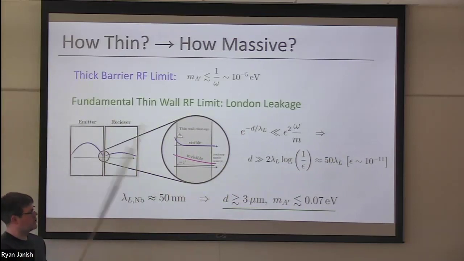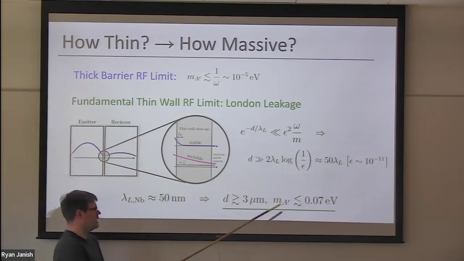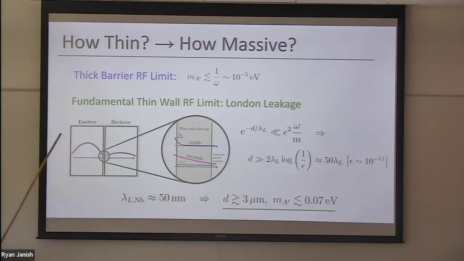And 3 microns corresponds to a mass of close to 0.1 eV, which is about 4 orders of magnitude improvement over the existing thick walled experiments. In this demonstration, I mean, you still want to have the mass bigger than the plasma frequency, right? The mass of the photon, right? Or not?